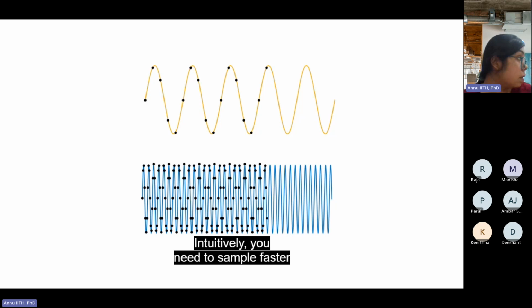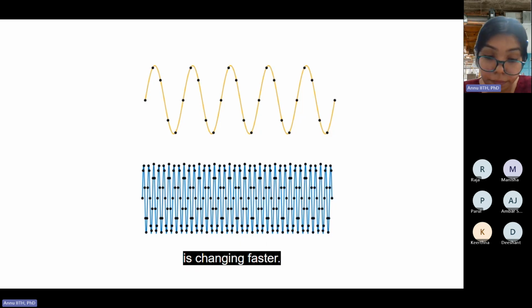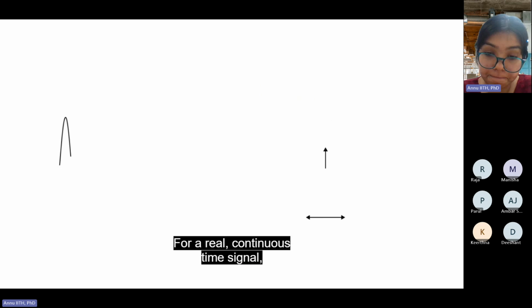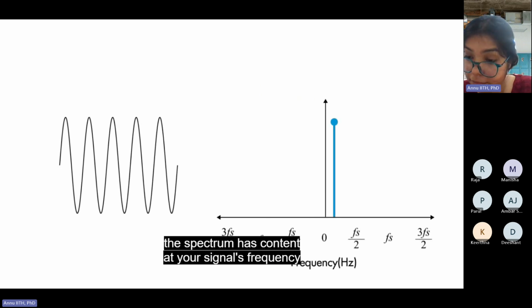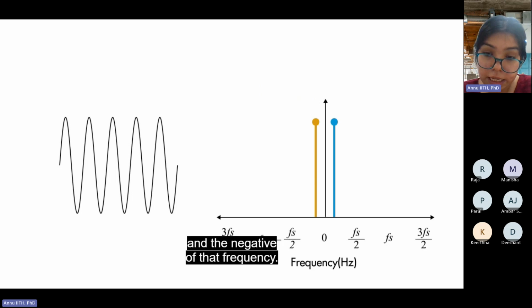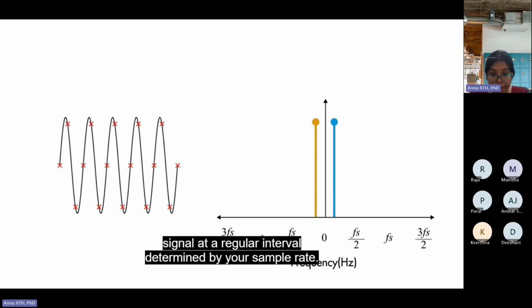Intuitively, you need to sample faster if your signal has higher frequencies, because your signal is changing faster. For a real continuous time signal, the spectrum has content at your signal's frequency and the negative of that frequency. To get a discrete time signal, you need to sample the continuous time signal at a regular interval, determined by your sample rate.